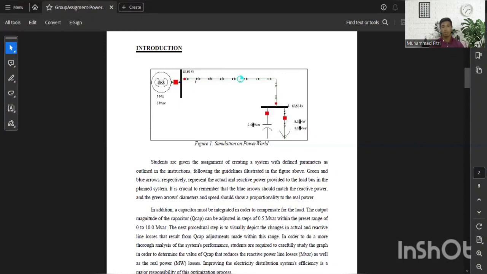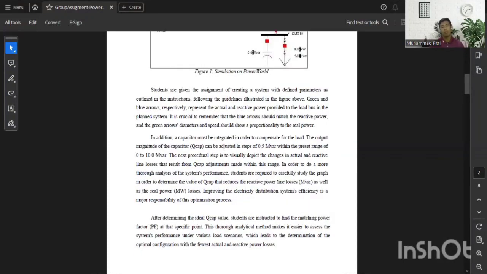To optimize the process, improving the electricity distribution system efficiency is needed. After determining the ideal reactive power for the capacitor value, we are instructed to find the matching power factor at a specific point. This analytical method makes it easier to assess the system performance under various load scenarios, which leads to the determination of the optimal configuration with the fewest actual and reactive power losses. So that is just the introduction. So we move on to the simulation.